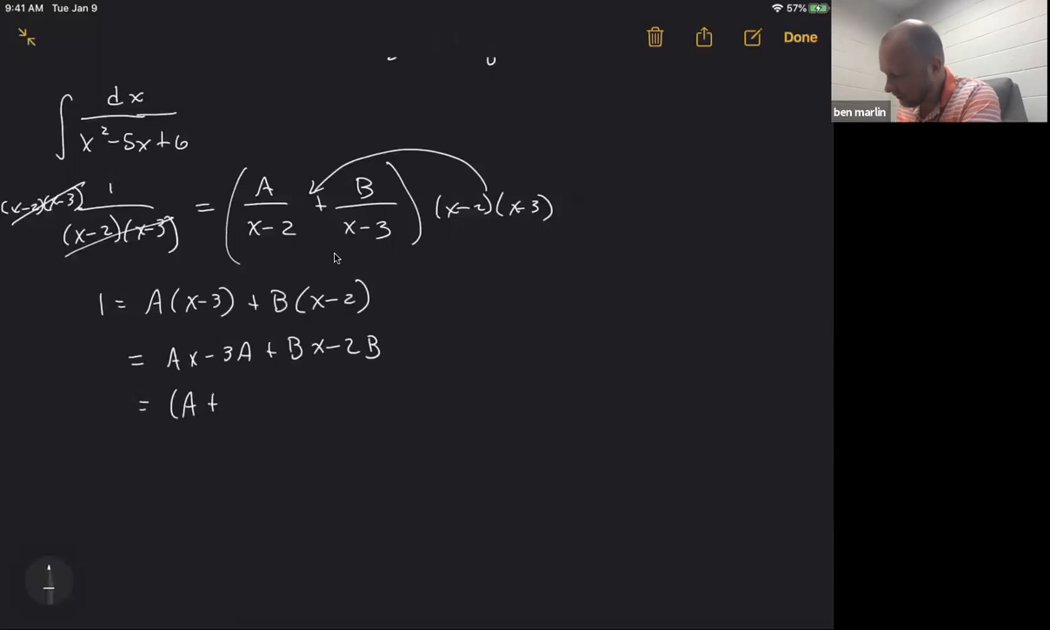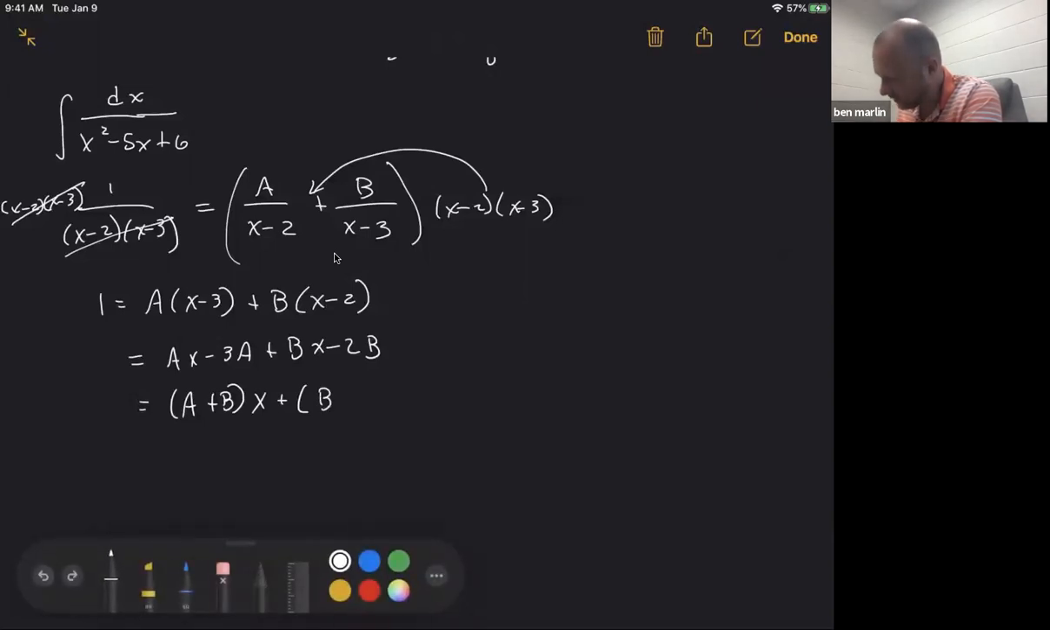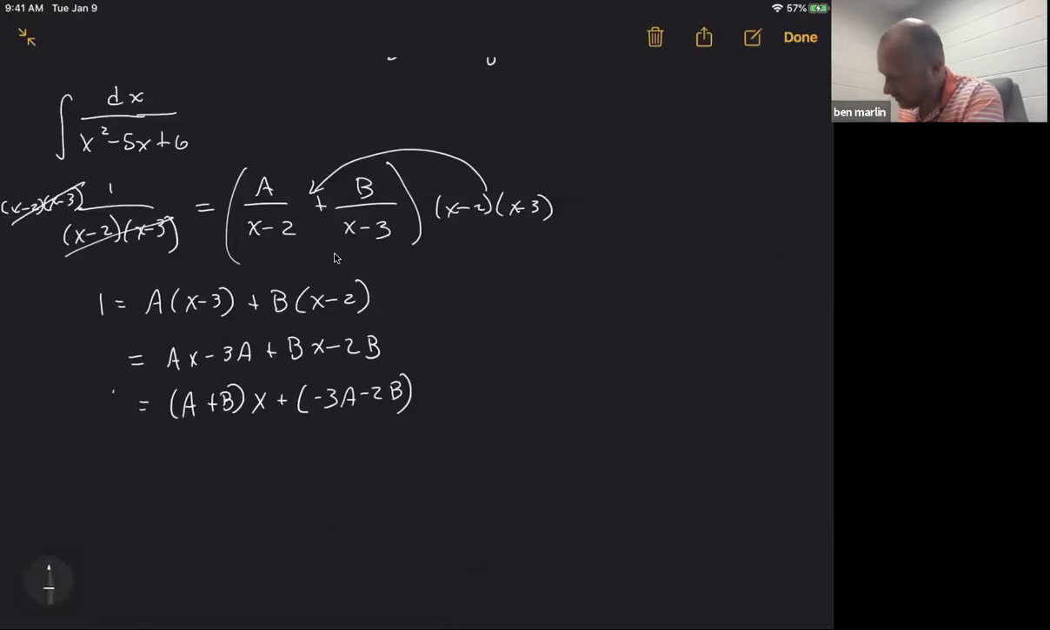the coefficients of each power of the independent variable, the x. Sorry, I said that the wrong way. And I wrote the wrong thing there. Let me fix that. Minus 3a minus 2b. Okay. So, if you look over here at the left-hand side, it does not have an x term. So you have to think of it as 0 times x. We are going to do what's called equating coefficients.